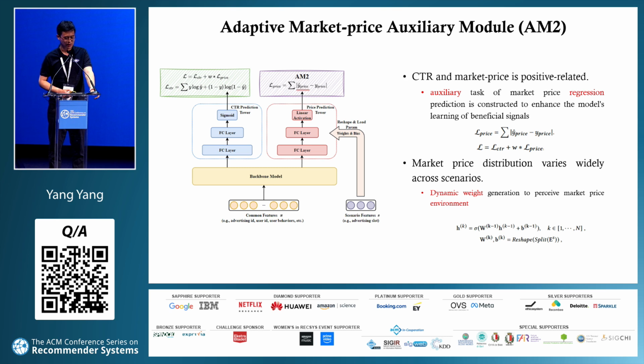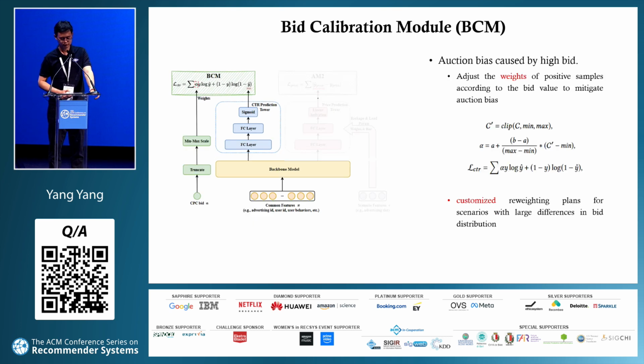For the adaptive market price auxiliary module, we construct an auxiliary task of market price regression to enhance the model's learning of beneficial signals. We also use dynamic weight generation to perceive the market price environment. For the bid calibration module, we adjust the weights of positive samples according to the bid value to mitigate auction bias. And we also have customized reweighting plans for scenarios with large differences in bid distribution.